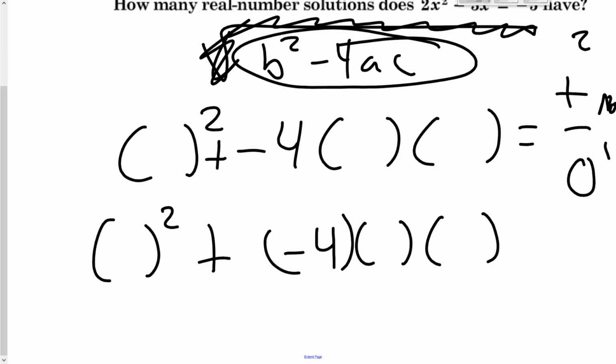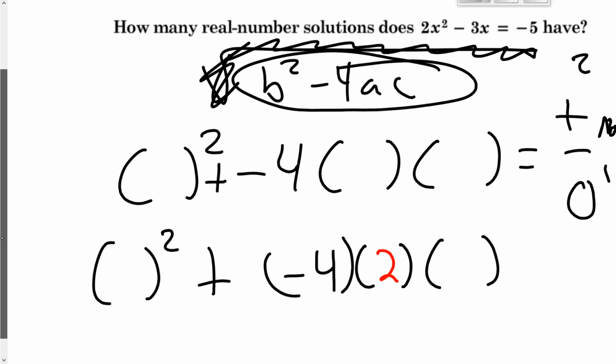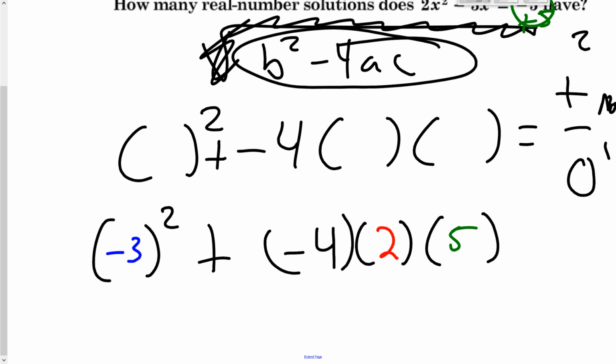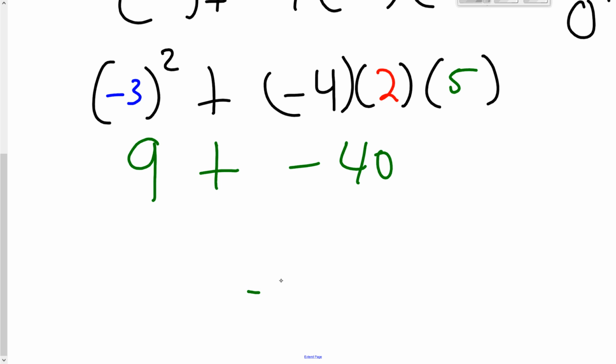So my a is 2. My b is, I believe, -3. Make sure it's set equal to 0. This one's not set equal to 0, but my b is still -3. But my c, it's not set equal to 0, so I need to add 5 to both sides. So my c is actually +5. Make sure you don't get tricked by that. Then -3 squared is always going to be positive, right? A negative, when it's squared, is always going to be positive. And then take -4 times 2 is -8. -8 times 5 is -40. So 9 plus -40, that's a -31. So we have no real solution.